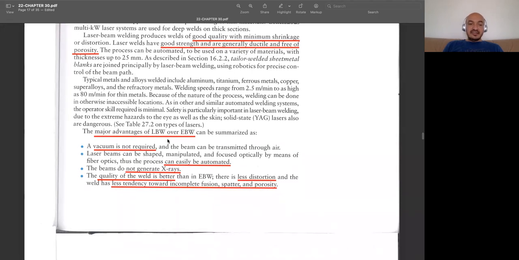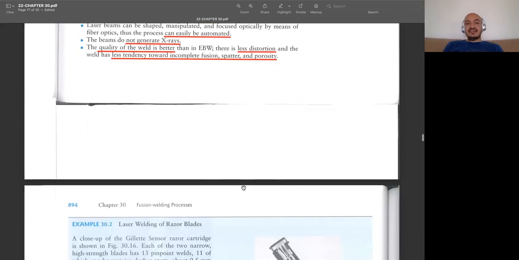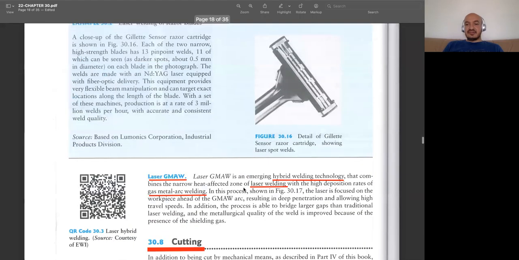Another advantage of laser beam welding is that we are not generating any X-rays, and these are actually happening in electron beam welding. And lastly, the quality of the beam is much better in the laser beam welding process. We have less distortion, and there are no incomplete fusion or porous regions inside the laser beam welding processes.